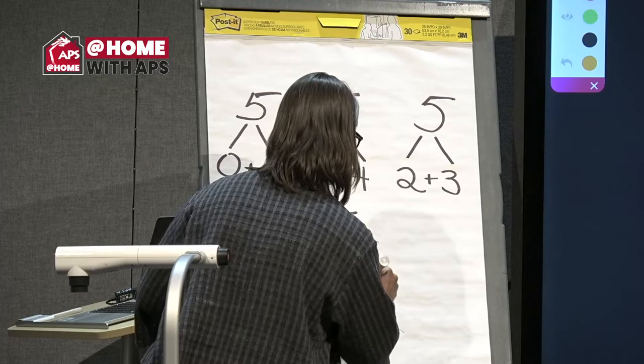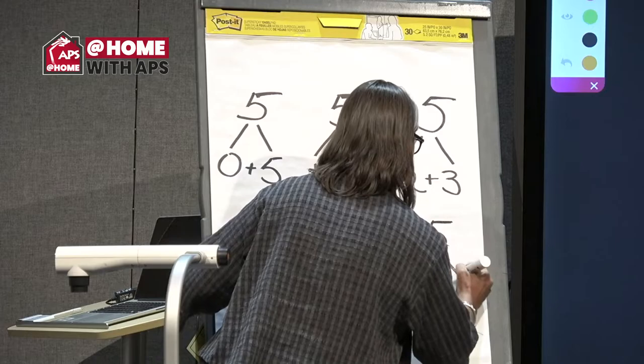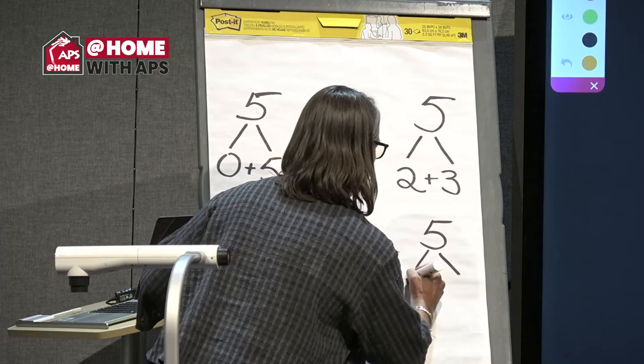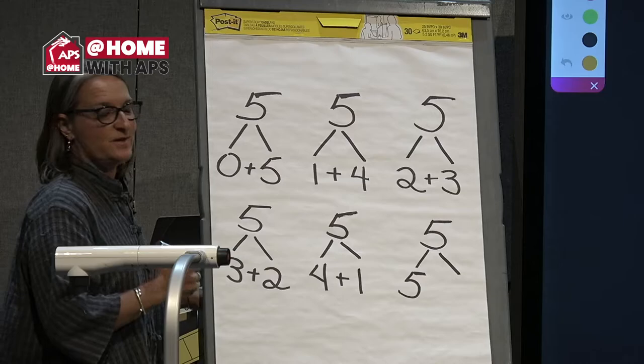And here's that one again, that even though it seems so easy, sometimes is tricky. If we want to make 5 and we have 5, how many more do we need? That's right, 0. 5 plus 0 makes 5.